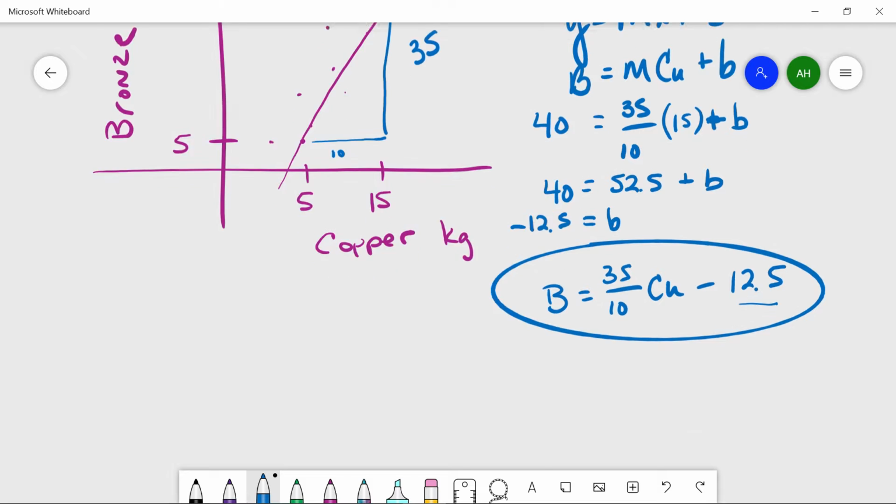Okay, let's do another one. All right, this time, here we go. We're going to have nitrogen.